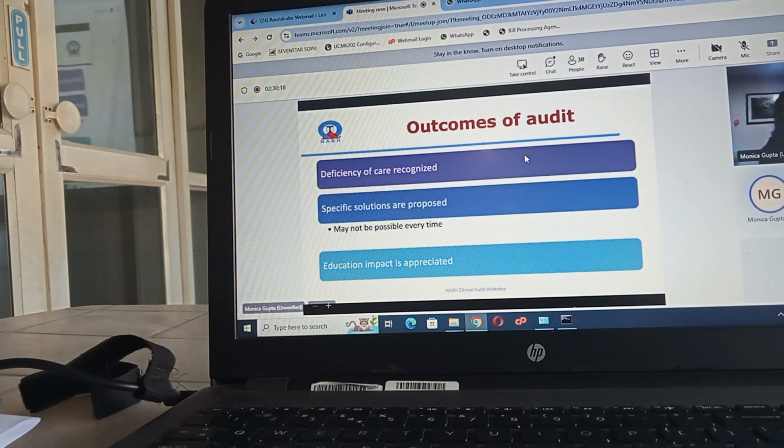So how will we communicate findings? One is we have to be clear about what the outcomes of the audit are. The possibility is that a deficiency of care is recognized and followed by specific solutions that are proposed. However, it may not be possible every time, and even then we have to appreciate the educational impact, because in carrying out the audit itself, we looked at the literature, we looked at the evidence base, where we should be. And in any case, it's great if we are where we should be. So we've learned that this is where we stand, and our confidence will be higher.